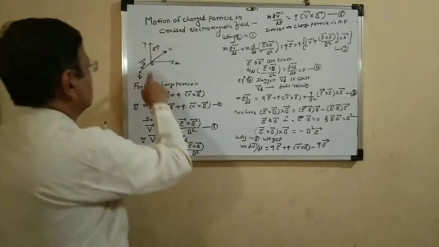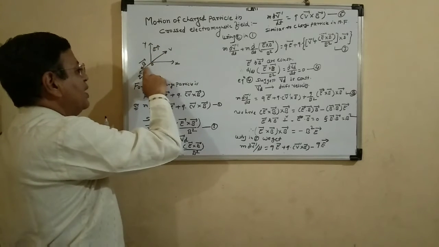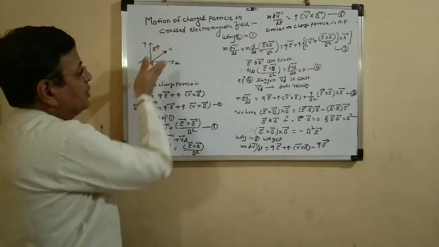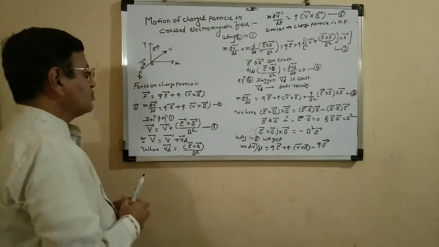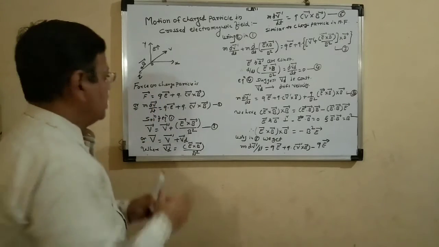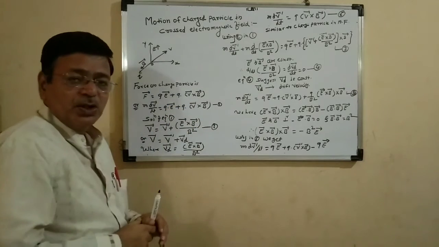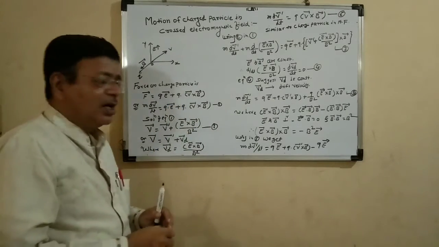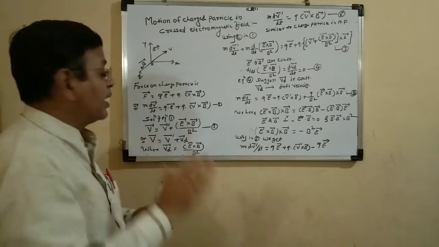Here we take the electric field E along the y-axis and the magnetic field of induction B along the z-axis. Vector V shows the direction of the velocity of the charged particle. Then the force acting on the charged particle is F = qE + q(V × B). So qE is the force developed by the electric field, and q(V × B) is the force developed by the magnetic field.